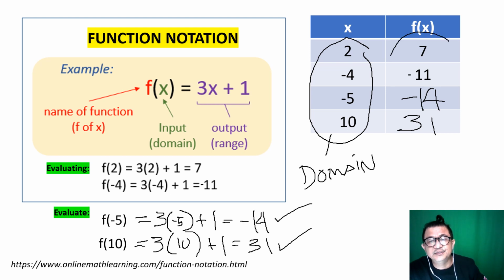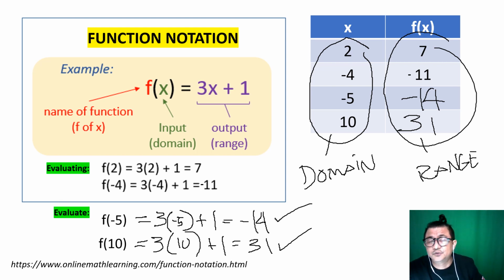And what are the range? These are the range. So what have you observed? The domain could be positive or negative numbers, all right? And also the range could be all the positive numbers or the negative numbers. It varies.